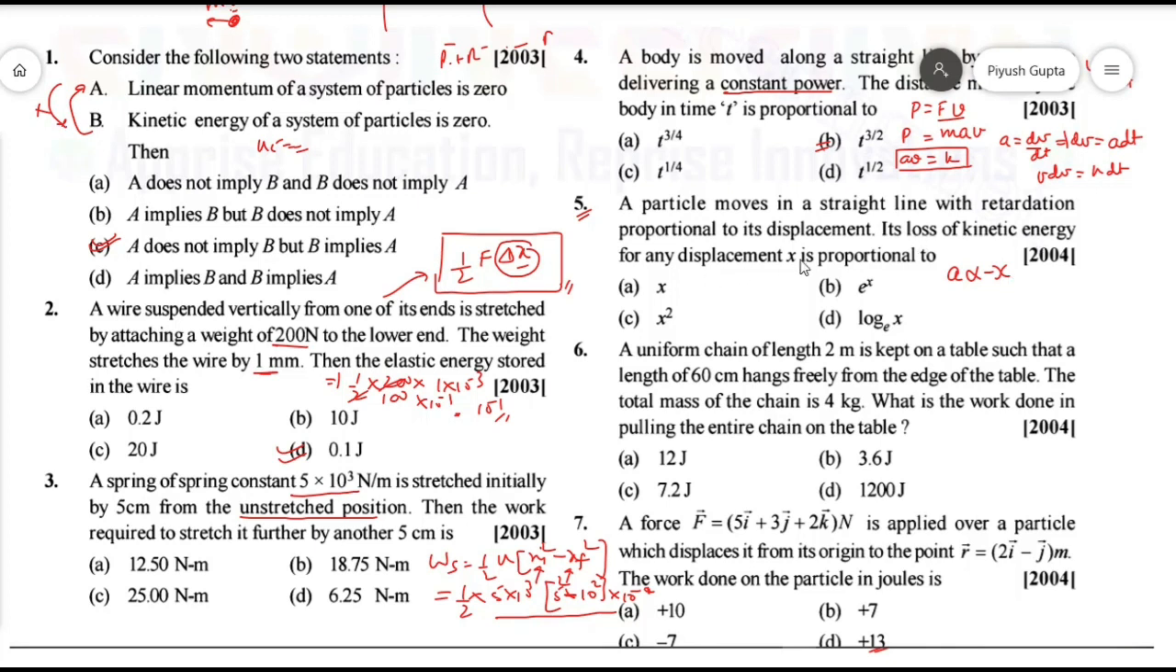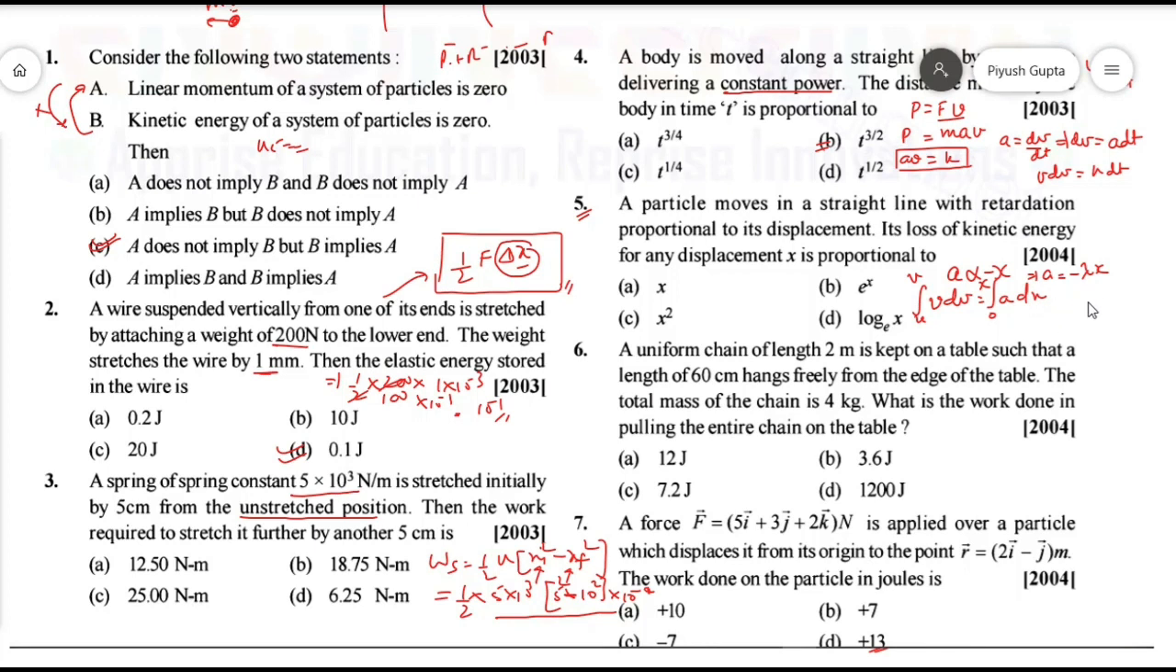Now, the loss of KE for any displacement x is proportional to... so we have this v dv is equal to a dx formula. Okay, and I'm going to integrate it. This is going to give me v square by 2 minus u square by 2, going from u to v, and this is going from 0 displacement to some displacement x. So a is proportional to minus x, which can be written as a is equal to minus some constant lambda into x, so a is equal to minus lambda x. I can take minus lambda outside, and this is going to be x dx.